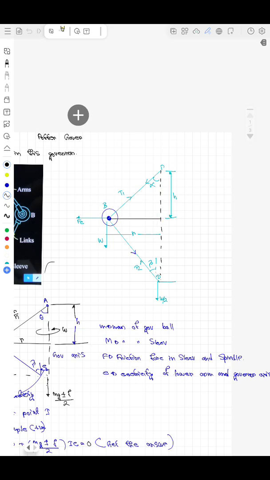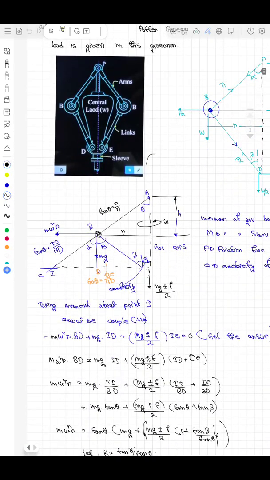So here you can see that is the h, that is the t, and that is the beta. There is the eccentricity here, and there is the weight downward, the centrifugal force, and the restoring force. Now you can see in the picture what is happening on this side.